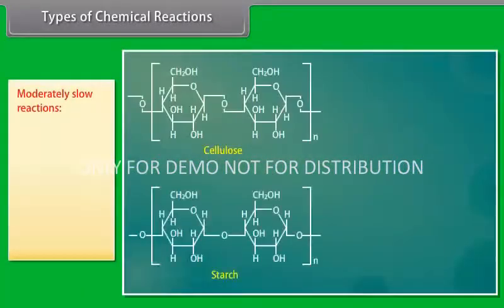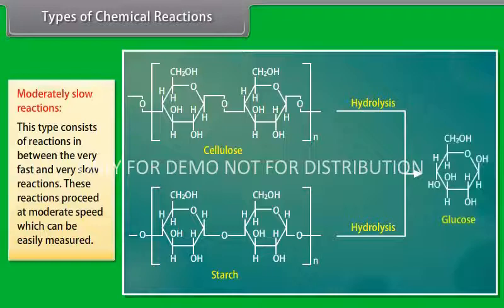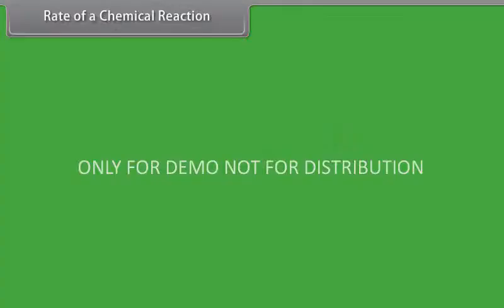Moderately slow reactions. This type consists of reactions in between the very fast and very slow reactions. These reactions proceed at a moderate speed which can be easily measured. For example, hydrolysis of starch. Rate of a chemical reaction.